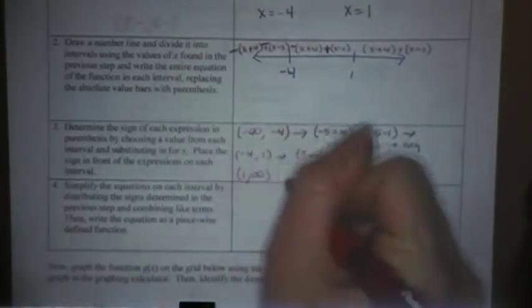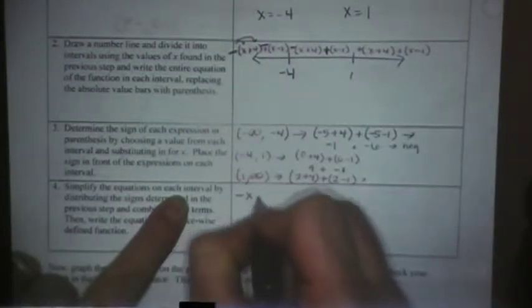Now we've got to do the last interval, so from 1 to infinity, and I'll just use 2. So 2 plus 4, which is positive, that's 6, and 2 minus 1 is also positive, because that's 1. So both of these are positive, positive, positive.